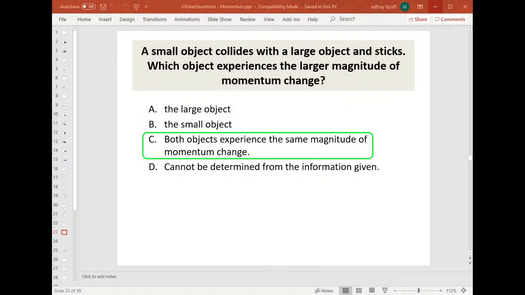So does anybody get my drift here? What's another word for change in momentum? There you go. Thank you, Katie. Impulse. So these are the kinds of things that you should be thinking about when you're studying for the exam. Impulse. Both objects experience the same impulse.